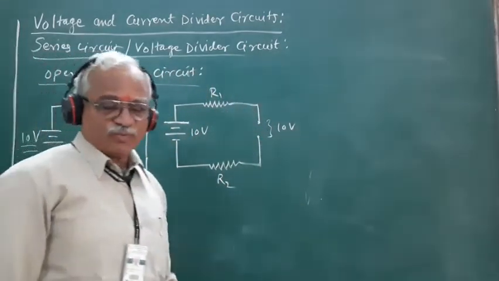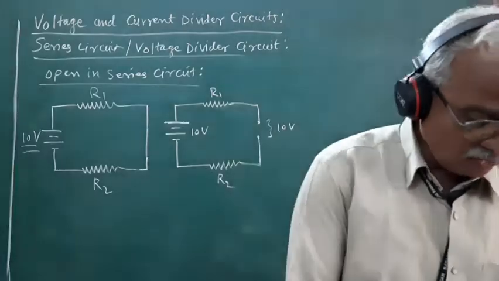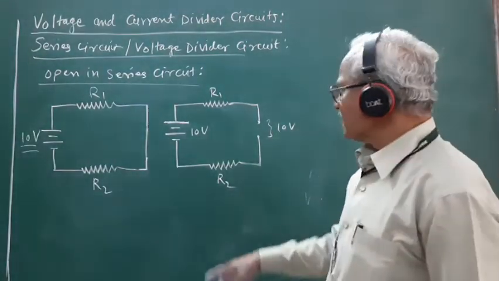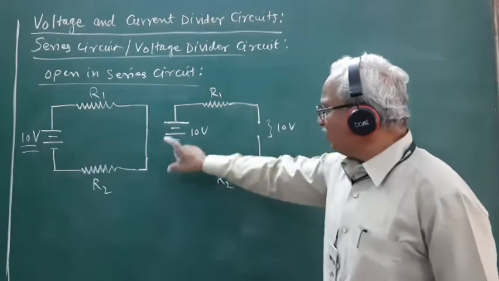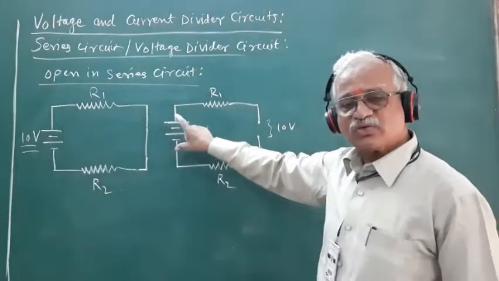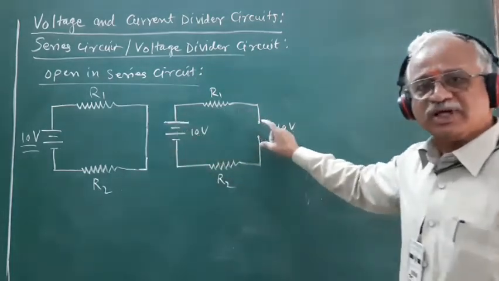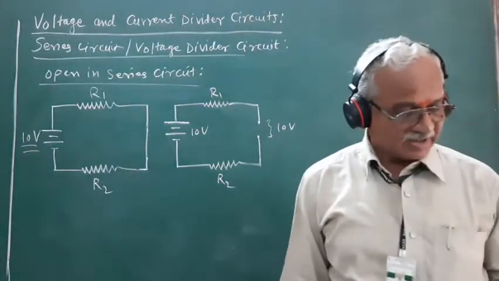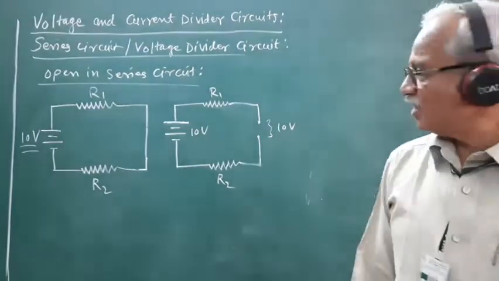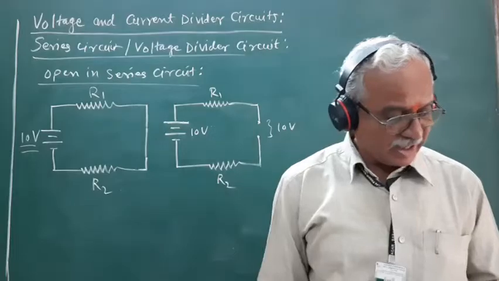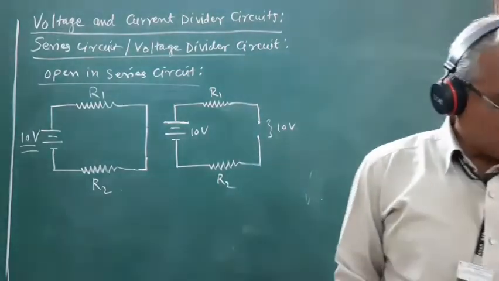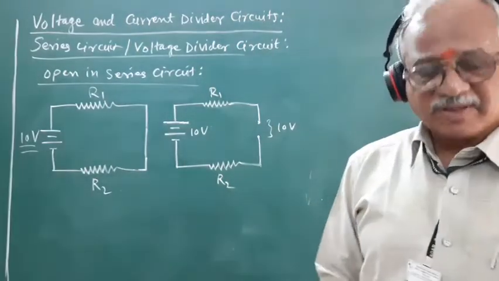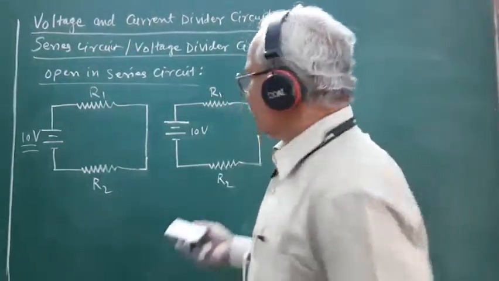So, no potential drops will be developed across the resistors R1 and R2 if the open appears in this circuit, and whatever the voltage is applied with the help of this source of EMF, all that voltage will appear across these open terminals, because there is no current flowing through the resistors R1 and R2. So that is what will happen if the open appears in the given circuit.